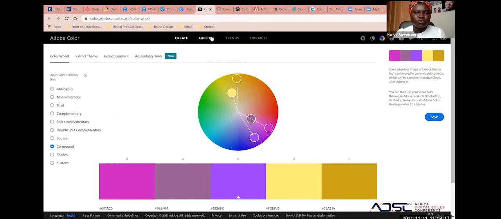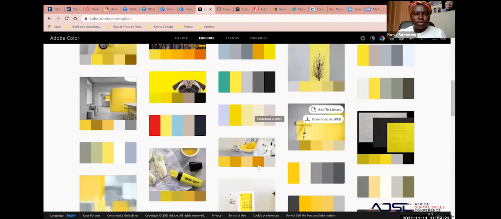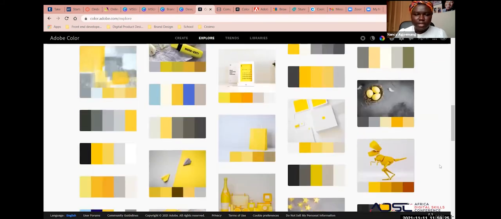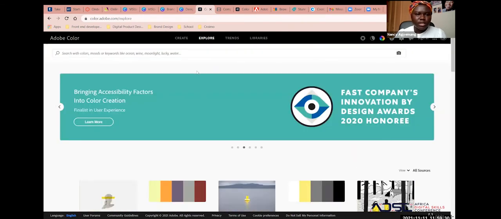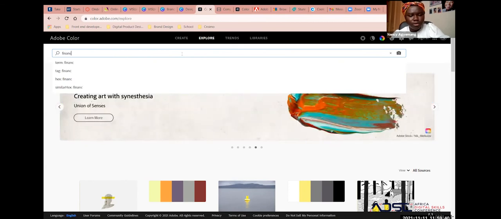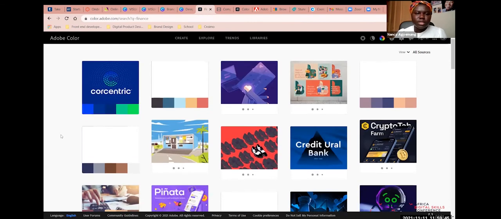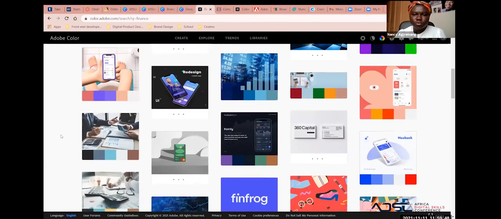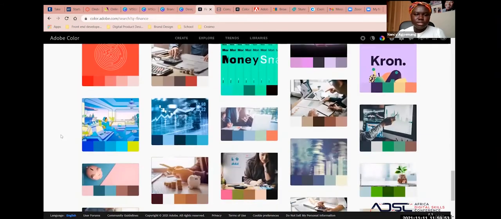And so here you can also find Explore. You can find some already created palettes here. There are a lot of resources here that you can always find. You can also type. So let's say for us, you can search for the color you want. We are talking about finance, so we can just type finance. And then we will have so many color palettes relating to finance. So this is how it works.